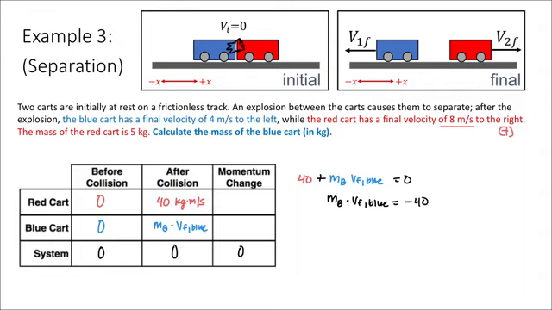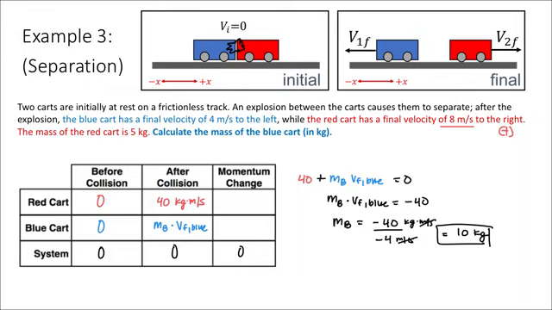So that means that the mass of the blue car is going to be negative 40 divided by, I was given the velocity of the blue car. That was 4 meters per second to the left. In other words, negative 4 meters per second. And again, if I show my units here, you'll see that the meters per second will cancel, and I will just get 10 kilograms. All right, there we have it. We've solved for the mass of the blue car.